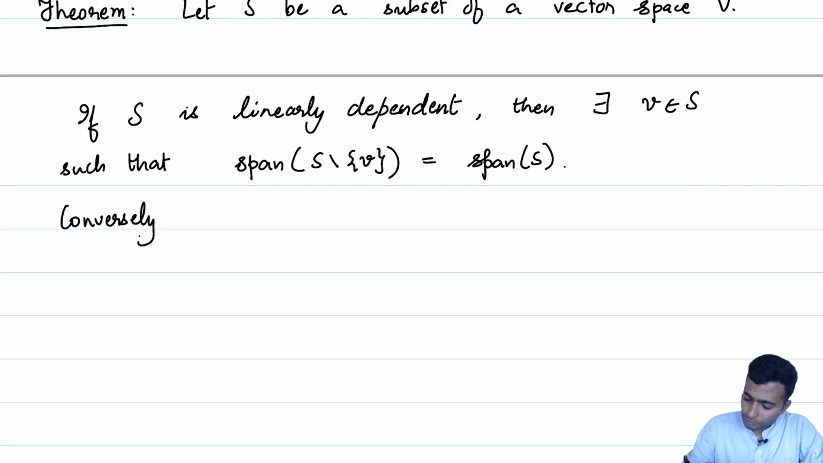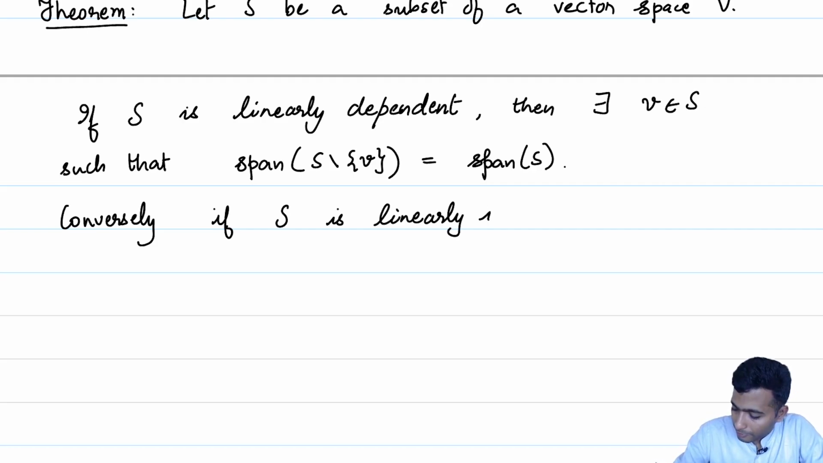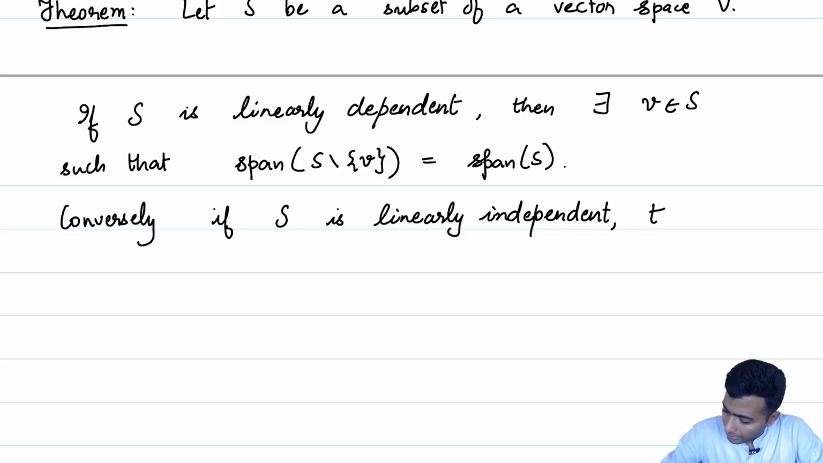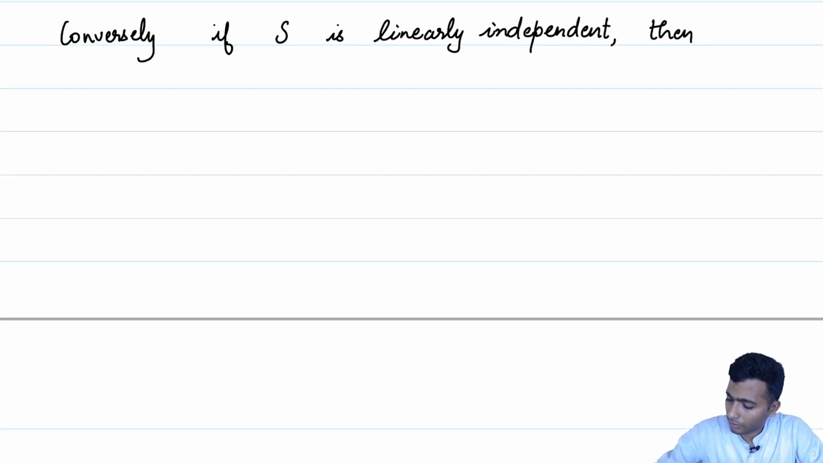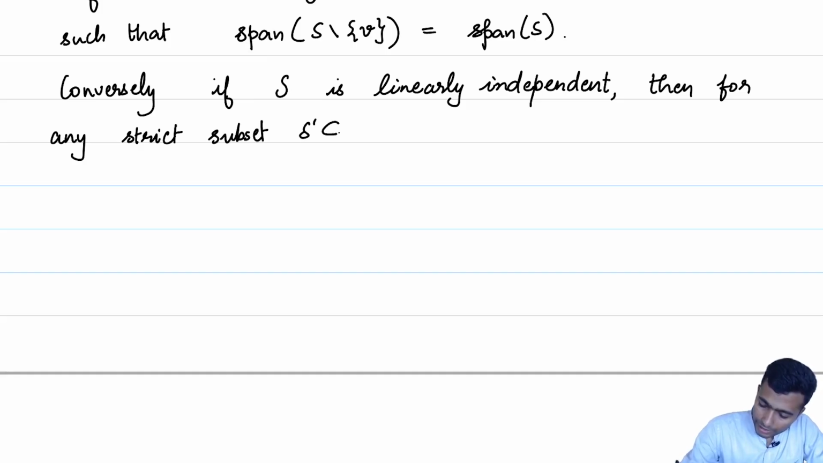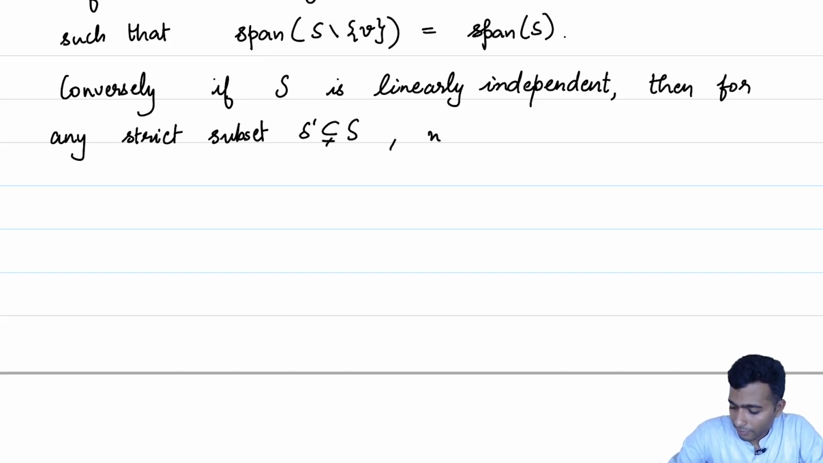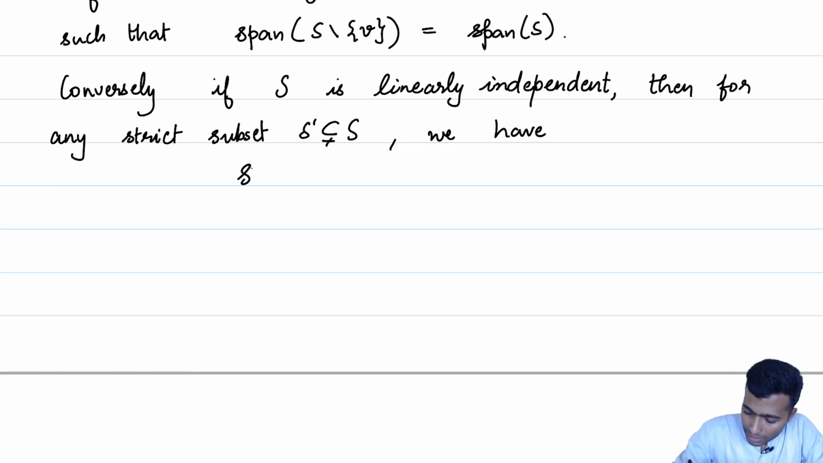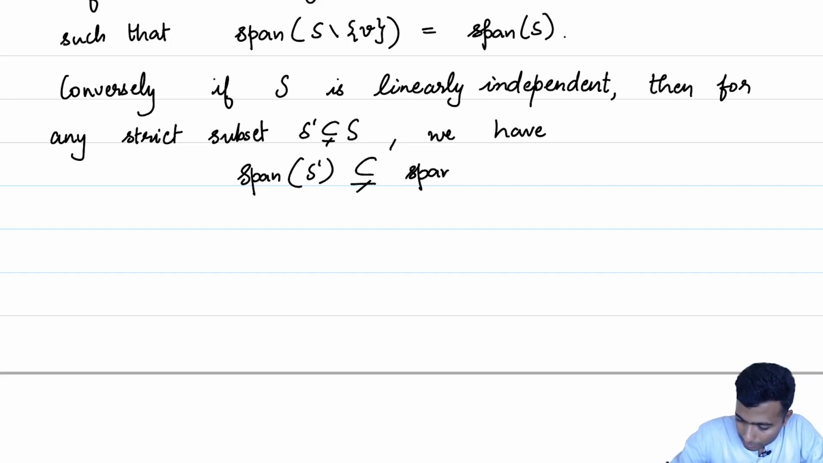Conversely, if S is linearly independent, then for any strict subset S prime contained in S, we have the span of S prime is a strict subset of the span of S.